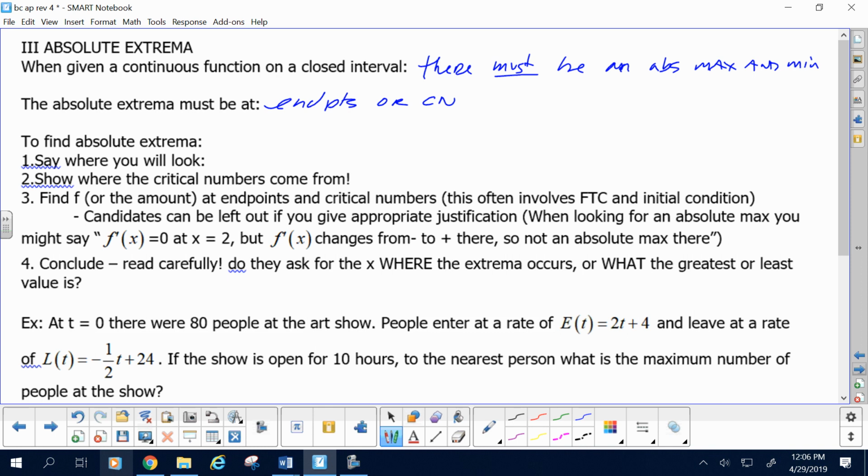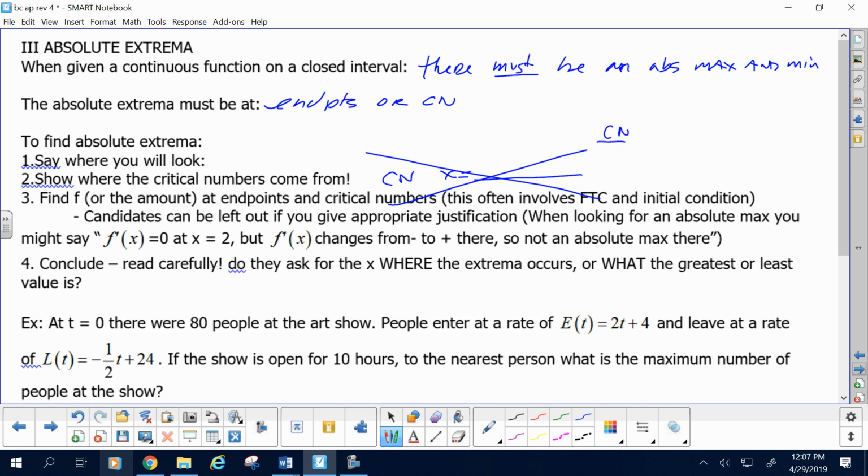The endpoints here are given. I don't know if you need to restate them, but the critical numbers. This is a common lost point for high-level students like yourselves. Critical points, people, especially if it's calculator active, they sometimes will just say, critical numbers, x equals blah. That won't do, okay? When you find the critical numbers, you must show where the critical numbers come from.